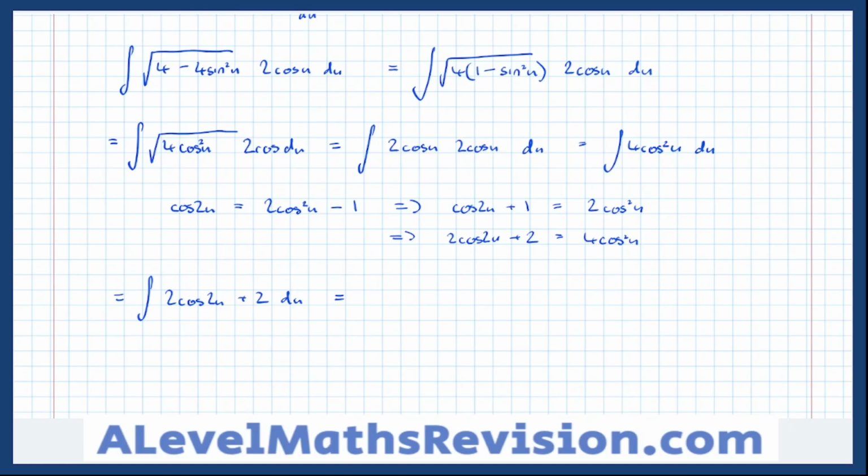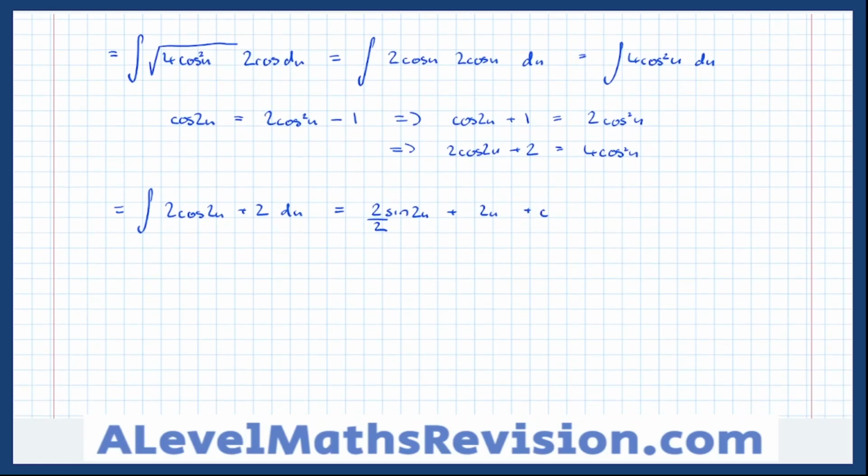So the integral of cos is sine. So the integral of cos of 2u is a half sine of 2u. So that becomes 2 sine 2u over 2 plus 2u. Then we have a plus c, which equals sine of 2u plus 2u plus c. So there's the integral done.